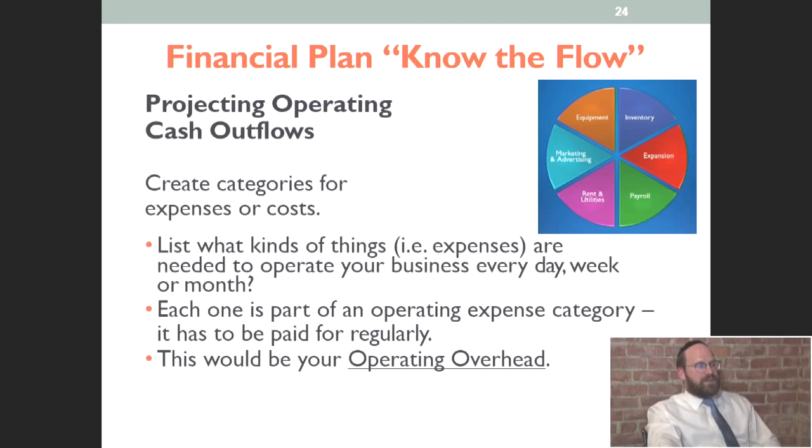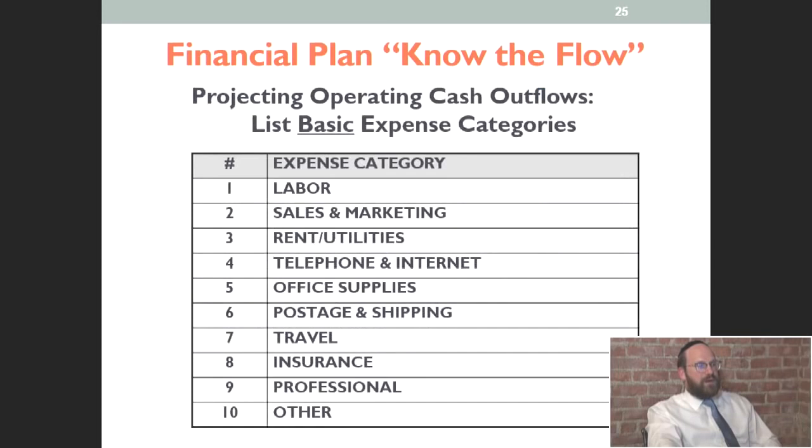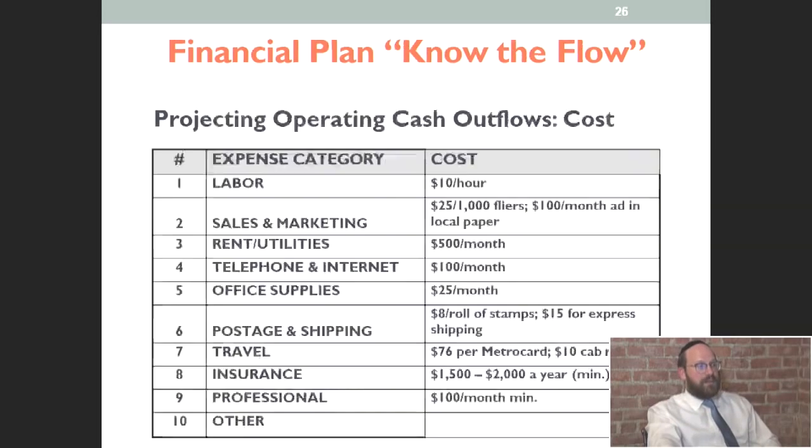Projecting operating cash flows, create categories for the expense of cost, which is what kind of things are needed to operate the business. Each one is part of an operating expense category, you have to pay it regularly, and this is going to be operating overhead. Here are examples of expenses that you may have for overhead, and every business could be a little different, but in general, these are expenses that every business will need to pay, which is labor costs, sales, rent and utilities, telephone, office, postage and shipping, travel, insurance, professional, other. These expenses are usually consistent on a month-to-month basis.